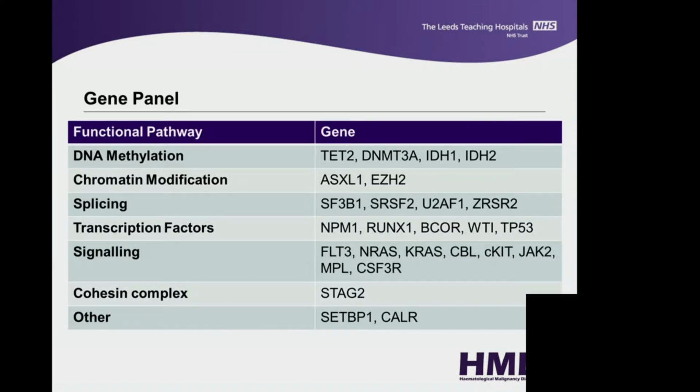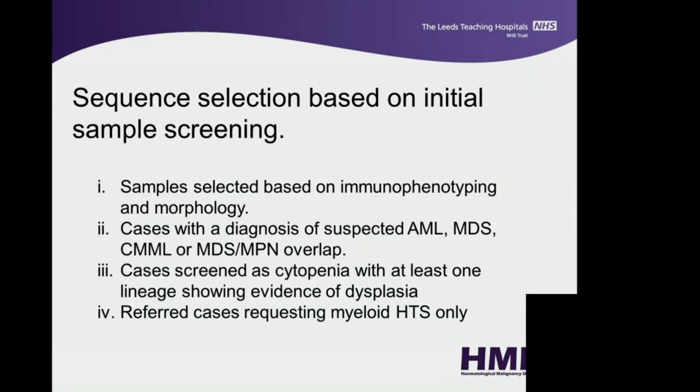So our panel looks like many other panels. It contains 26 myeloid genes and 2 T-cell genes. It contains all the usual candidates: DNA methylation, chromatin modification. Obviously for MDS, the spliceosome, 4 spliceosome genes are all there. Transcription factors, and TP53 is omnipresent in all panels. Signal transduction, cohesin complexes, and sort of other groups as well. So it looks like everybody else's panel.